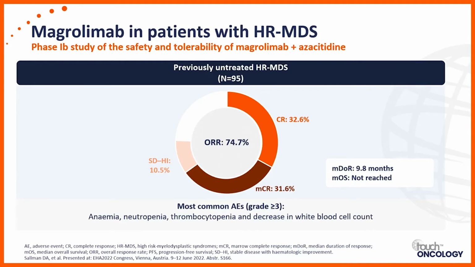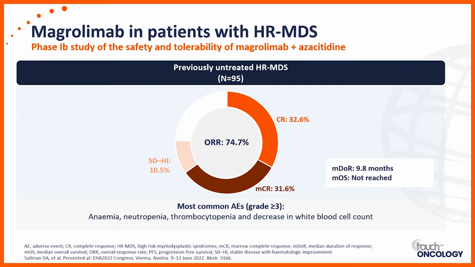Magrolimab is the first anti-CD47 antibody that has been evaluated in clinical trials. The phase 1b study showed a good safety and tolerability of the drug combined with azacitidine. So in 95 patients with high-risk MDS, the overall response rate was 74.7%. So this is very promising, with a CR rate exceeding 30%. So I would say that these results really indicate the activity of magrolimab.